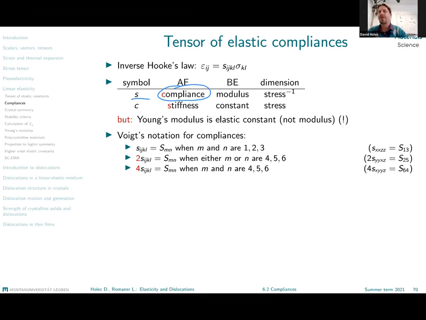Nevertheless, this is also not without any cons. It brings a small confusion: if you look at the first letters of the names in American English, they are inverse to the letters commonly used to denote these material properties. S for compliance and C for stiffness. So please live with this and do not get confused.